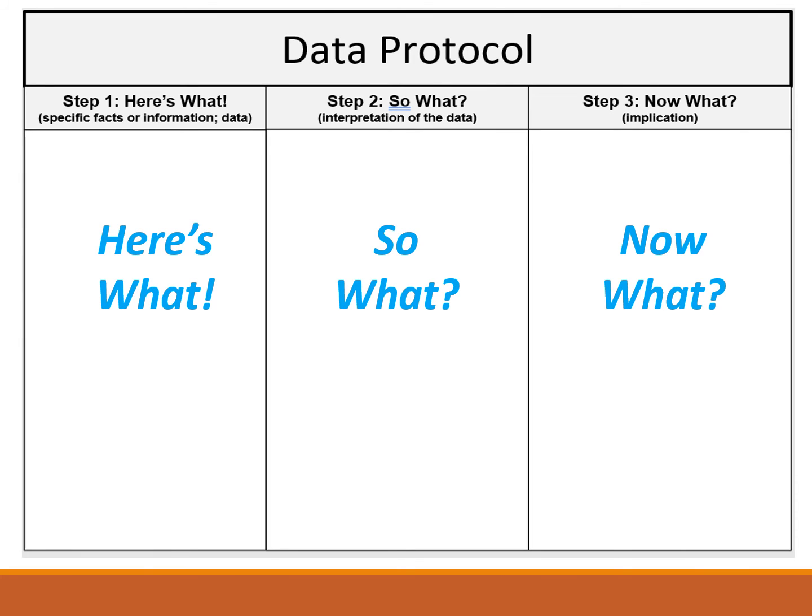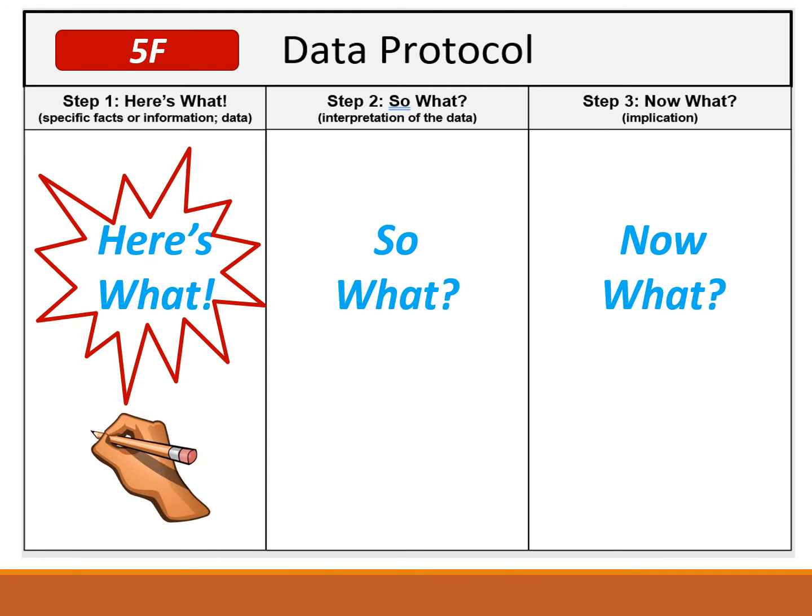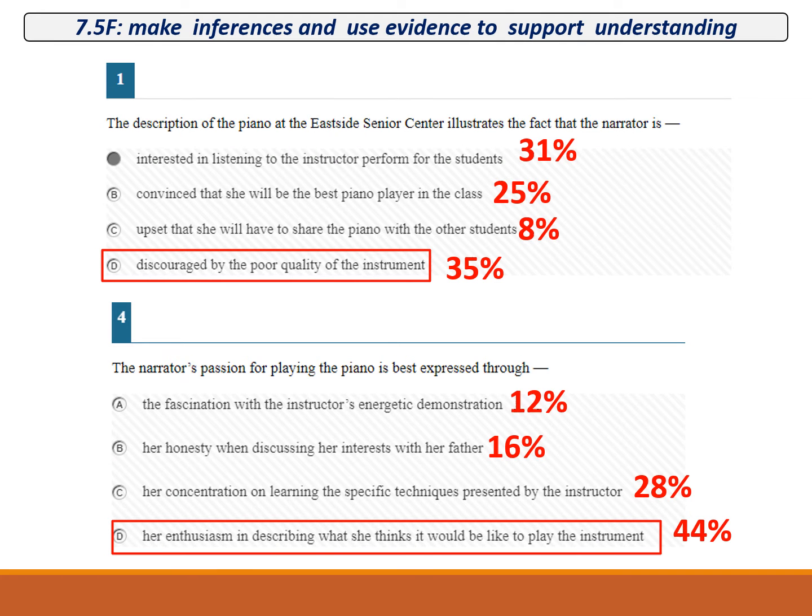So let's start looking at the data for the highly tested SC, and in this case for 7th grade, we're only going to be looking at 5F. We will be looking specifically at those questions now. Be ready to take some notes on the here's what column. We will start with the 5F questions for fiction. 5F is make inferences and use evidence to support understanding. The questions that you see here are from A Crooked Kind of Perfect.